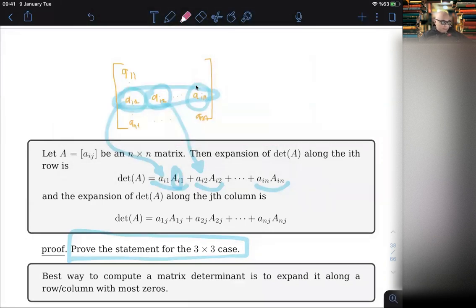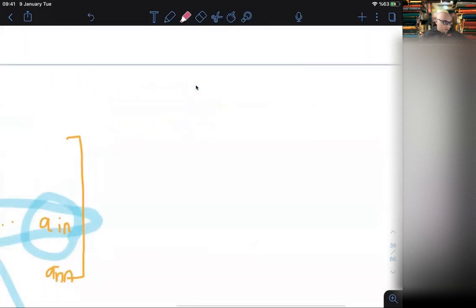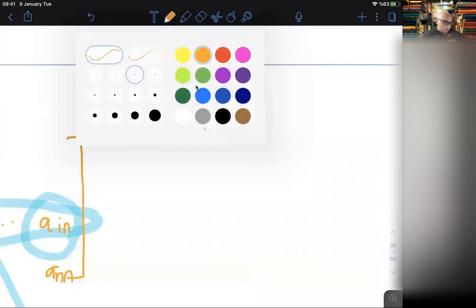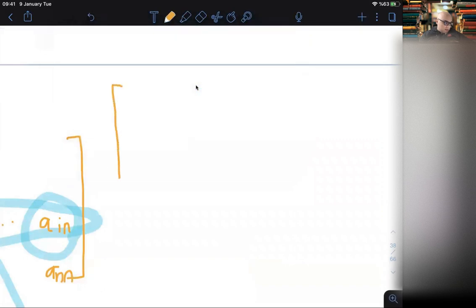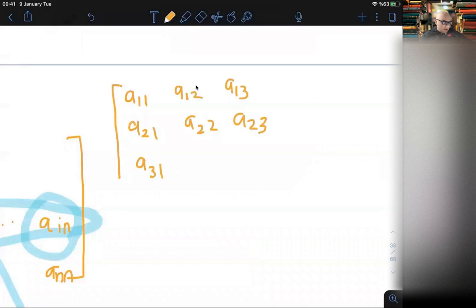Okay, so let's just do it for the 3x3 case. I will zoom in here. So let me choose this one. A11, A12, A13, and A21, A22, A23, A31, A32, A33. So I'm trying to find the determinant of this. Now, how do I do that?